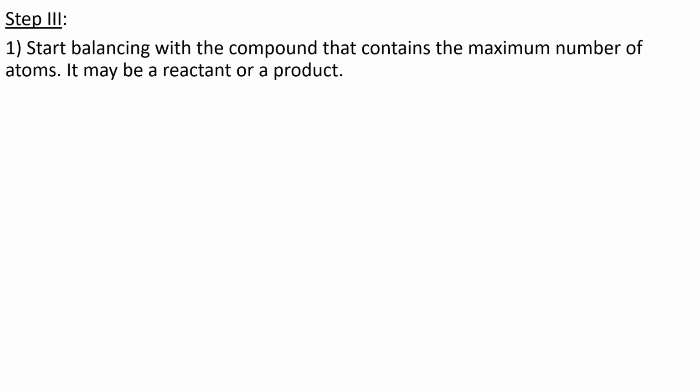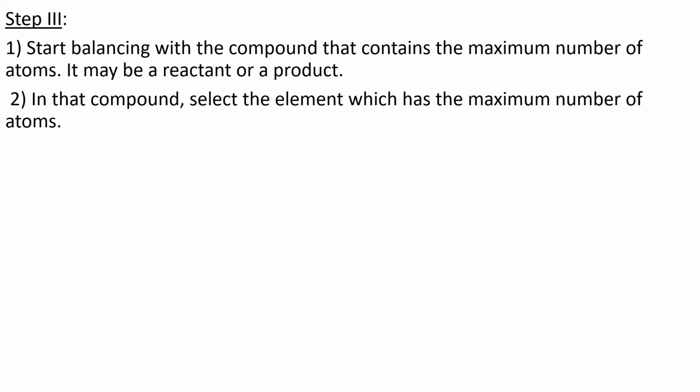Step 3. To start balancing, first we have to consider the compound that contains maximum number of atoms. This compound can either be a reactant or a product. Second, in the compound that you have chosen, you have to select an element which has maximum number of atoms. So in our equation, we see Fe3O4 is the compound that contains maximum number of atoms and oxygen is the element in that compound that has maximum number of atoms.